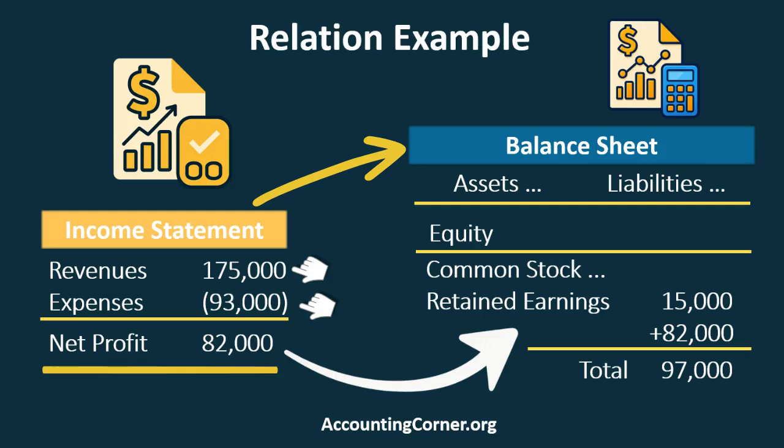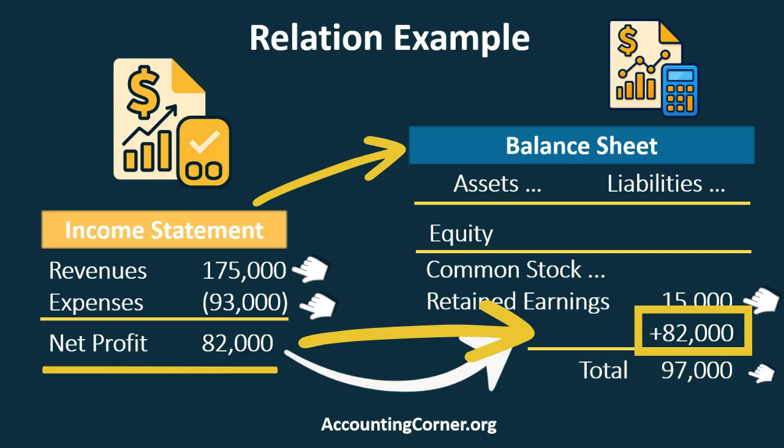Now look at the balance sheet. Retained earnings started at $15,000. When we add the new net profit of $82,000, retained earnings increased to $97,000. Accumulated net profit, which is not distributed as dividends, moves to equity on the balance sheet and increases retained earnings balance.